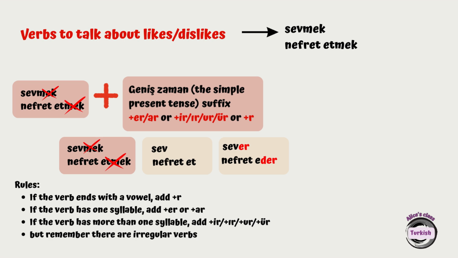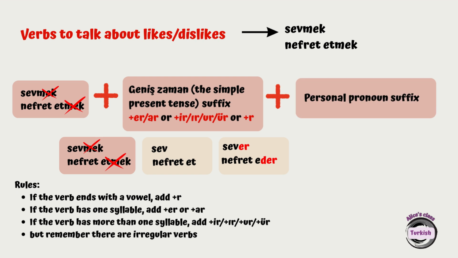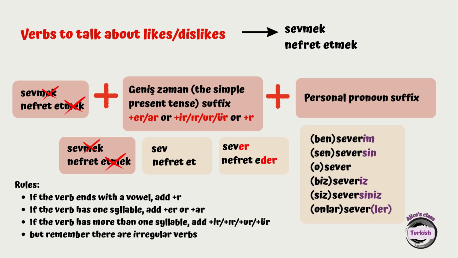And after attaching the Geniş Zaman suffix, then I'm going to attach the personal pronoun suffix. Let's go over them one more time. Let's take a look at this example. So ben severim, im for ben. Sen seversin, sin for sen. O sever, no suffix here for o. Biz severiz, iz for biz. Siz seversiniz, siniz for siz. Onlar sever or onlar severler for onlar.